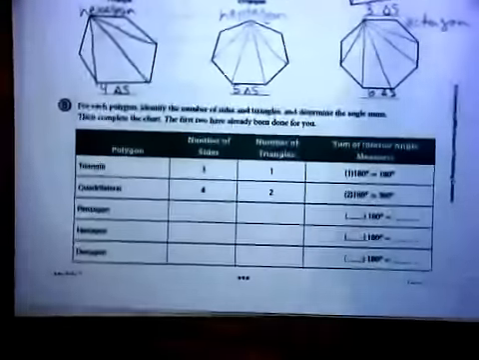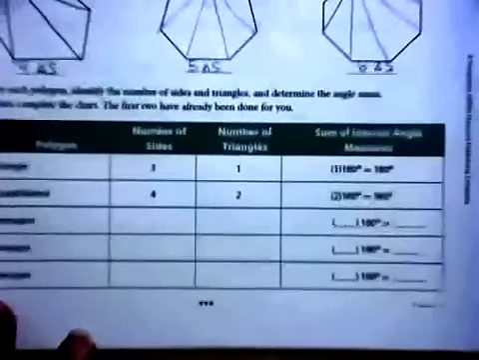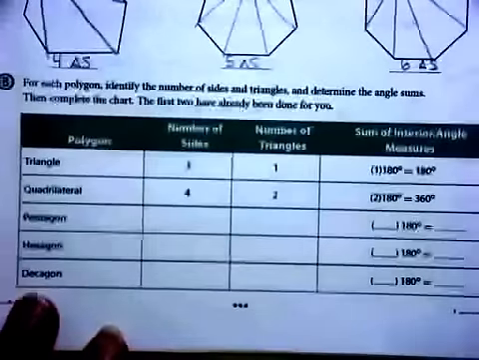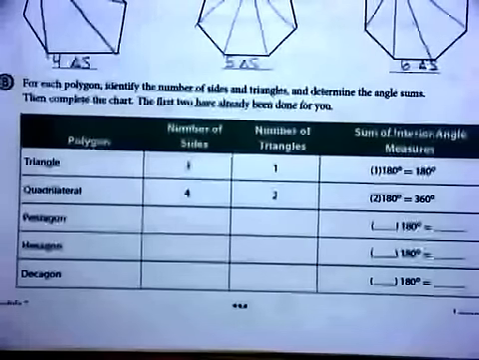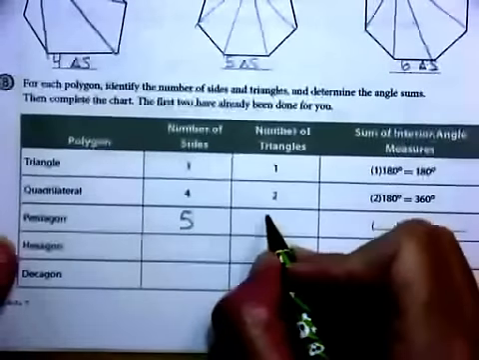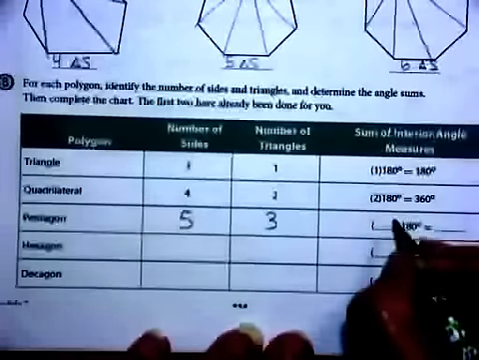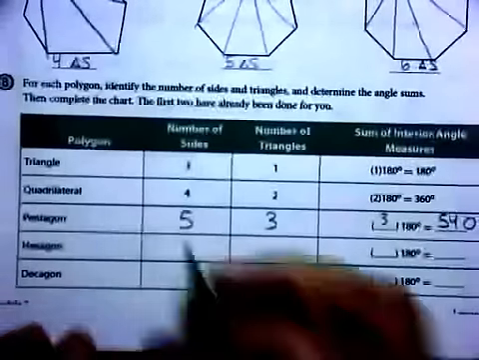And in this table, they're asking us to identify the number of sides the figure has, the number of triangles it has, and determine the angle sums. Since I know that the angles of a triangle add up to 180, that's why you keep seeing this 180 here, because we've broken all of these figures into a certain number of triangles. All right, so a pentagon has 5 sides. There are 3 triangles I can break that down into. So it would be 3 times 180, and that would be 540.